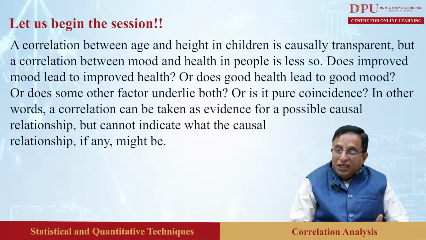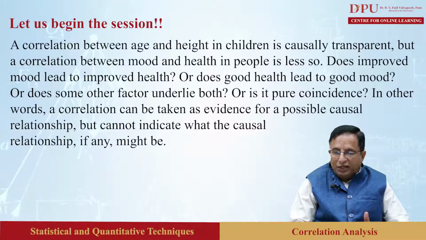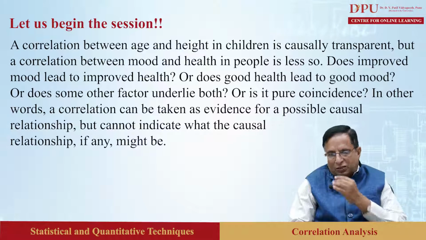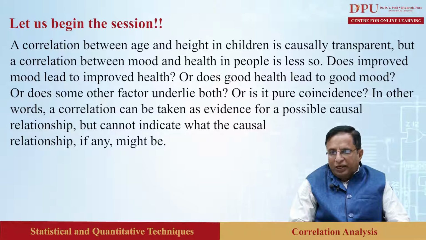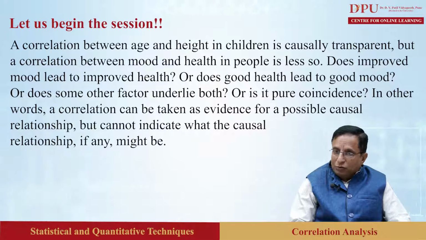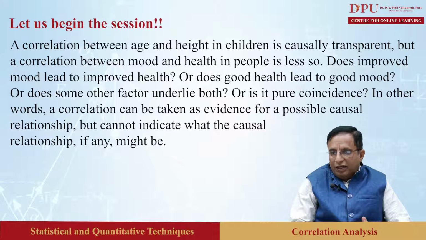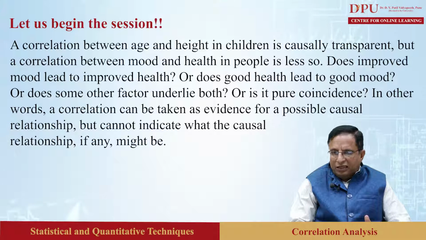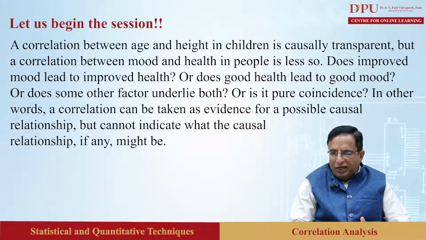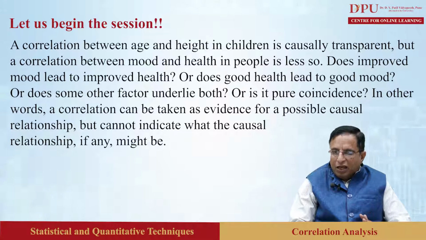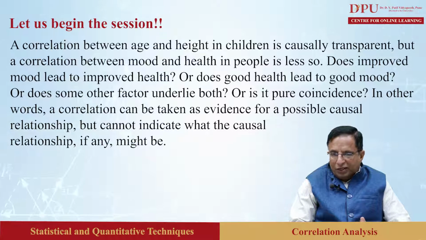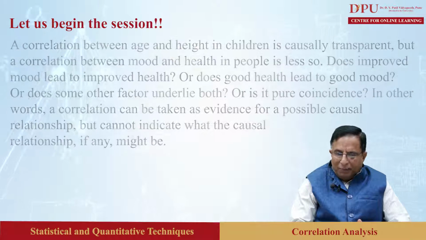A correlation between age and height in children is causally transparent, but a correlation between the mood and health of people is less so. Does improved mood lead to improved health? Does good health lead to good mood? Or does some other factor underlie both? Or is it pure coincidence? In other words, a correlation can be taken as evidence for a possible causal relation, but not indicative of what causal relation, if any, might be.